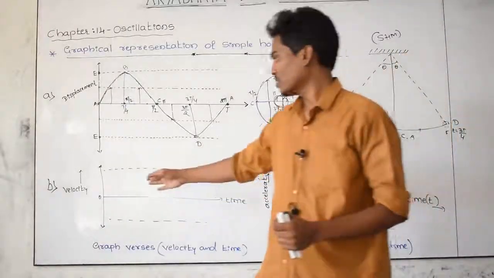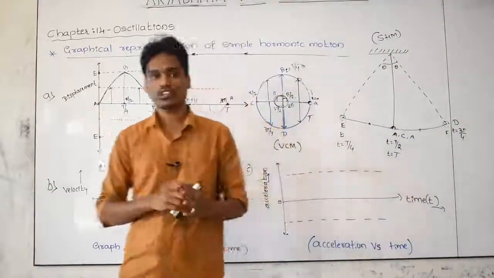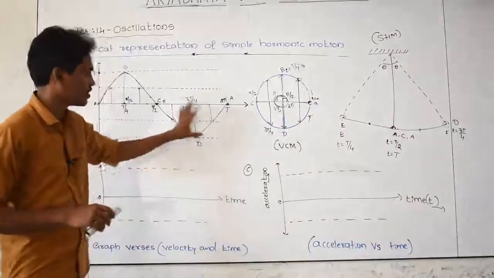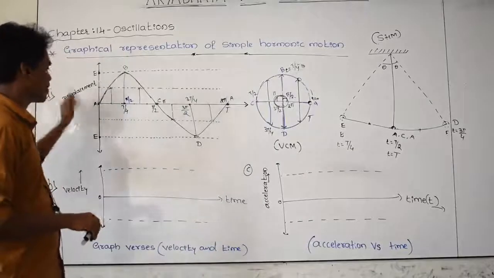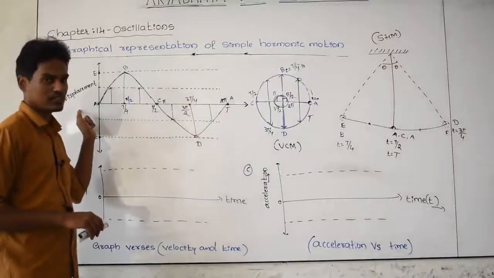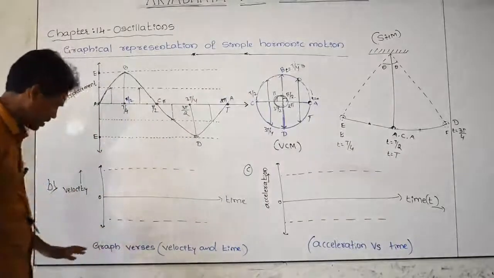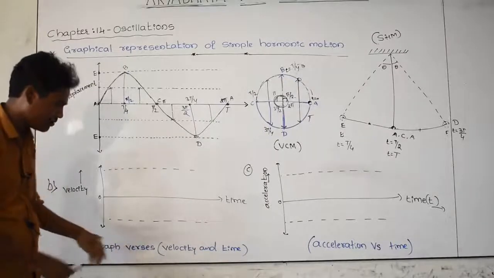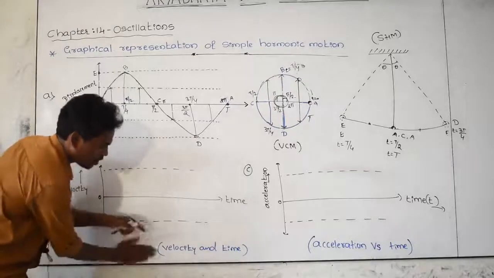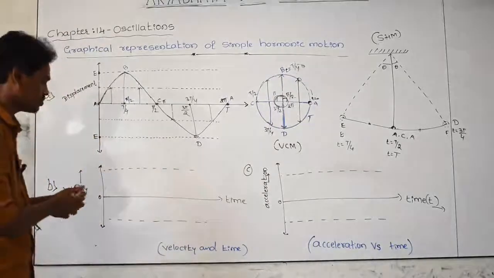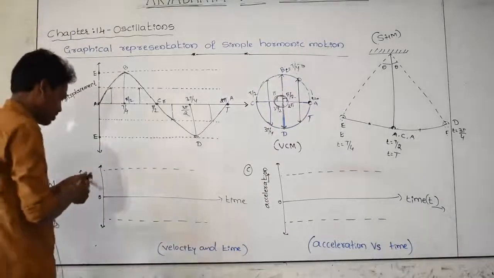And now the displacement versus time graph. Time is taken along the x axis, displacement along y. And the graph between velocity and time, we can see now that it is the same as this one.